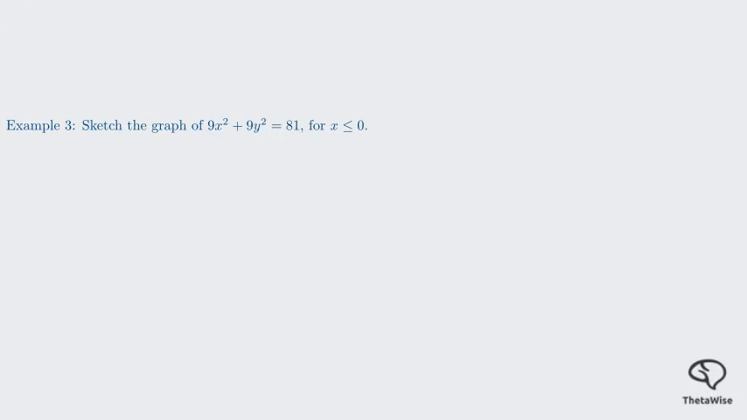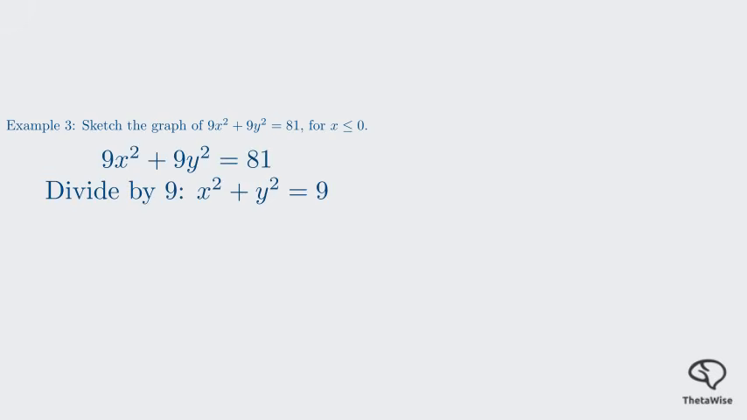The first step is to rearrange the equation. This one looks a little different. Since both terms have a 9, we can divide the entire equation by 9. This gives us x squared plus y squared equals 9. Now we need to isolate x. We subtract y squared from both sides to get x squared equals 9 minus y squared. Taking the square root of both sides gives x equals plus or minus the square root of 9 minus y squared.